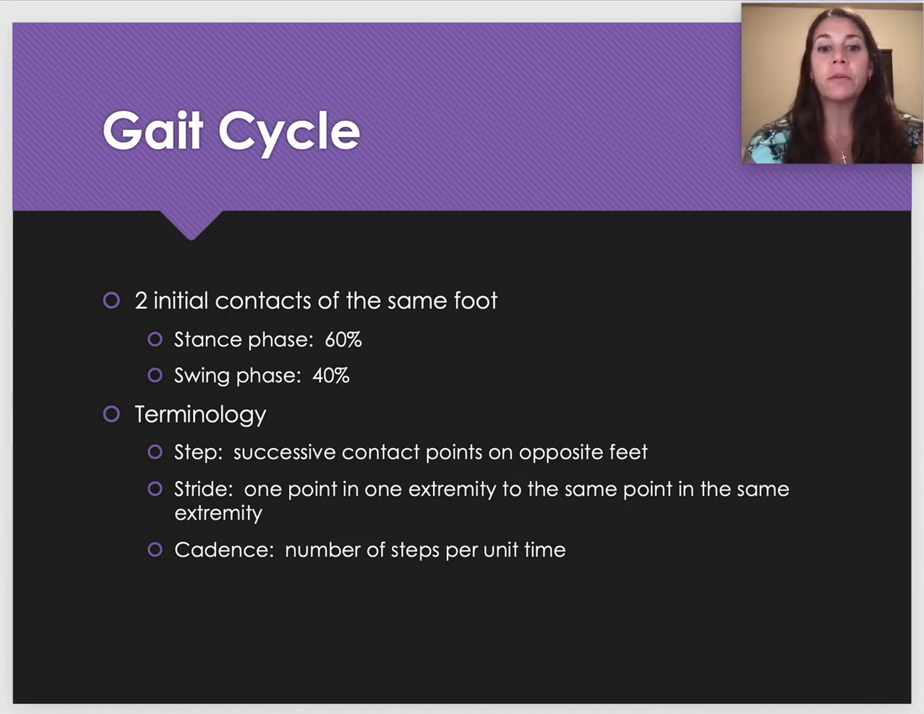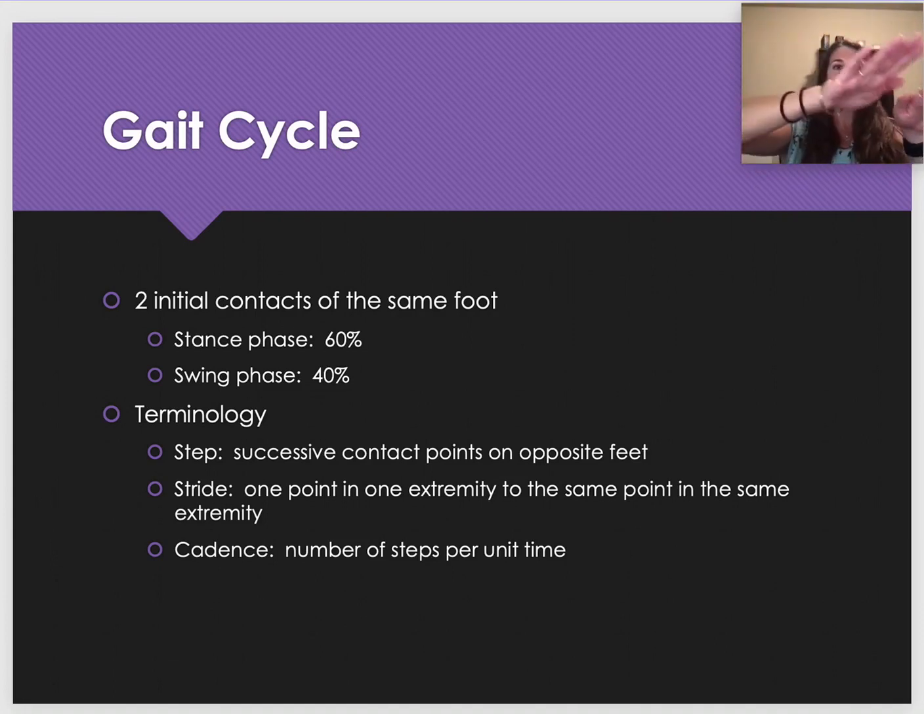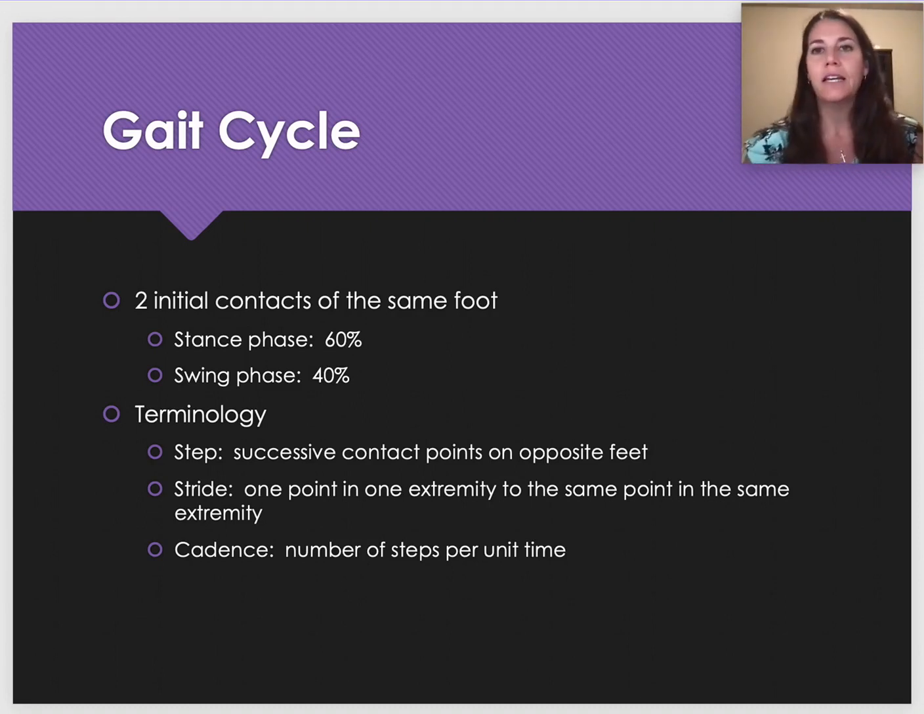Terminology: step, successive contact points on an opposite foot. So when we're toeing off on this foot and heeling down with this one, that's what we're talking about, so opposite feet. Stride is bringing this foot, so I step with this foot, bring it all the way around, and when I step again, the step is both feet, so how far is my step? When you step, that's a distance. A stride is if I step with my right, how long is it till I step with my right again?